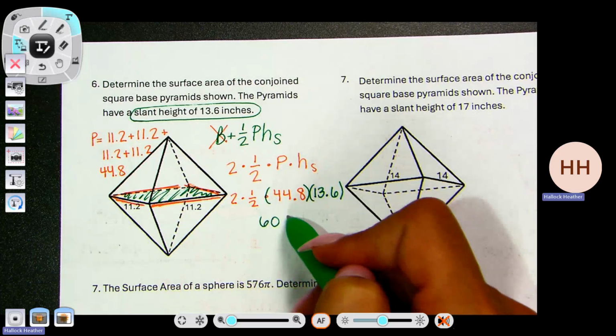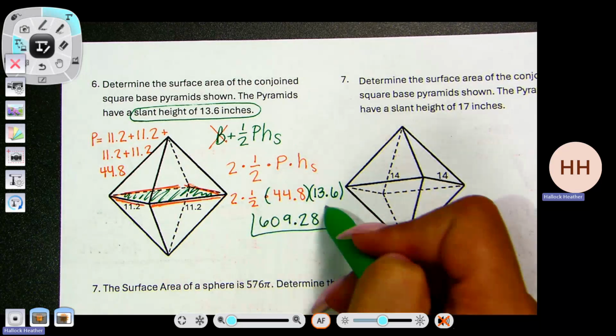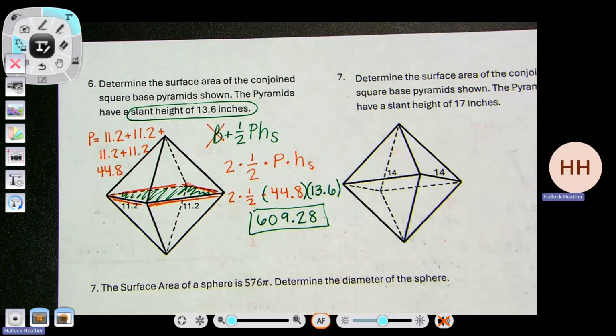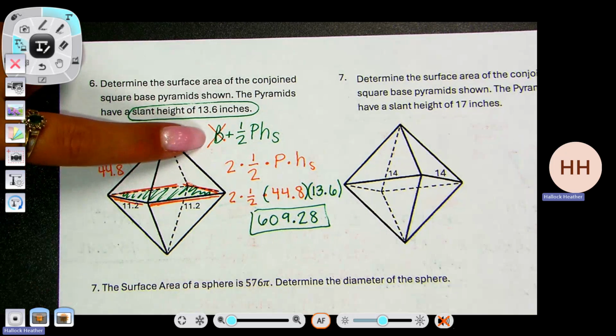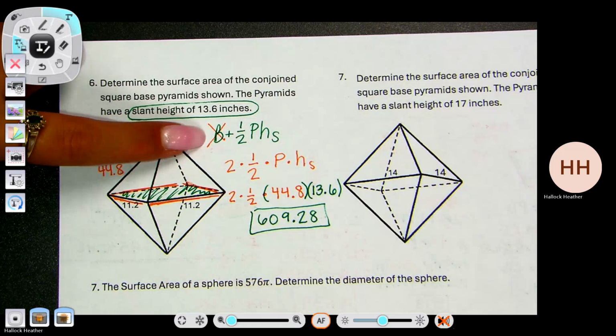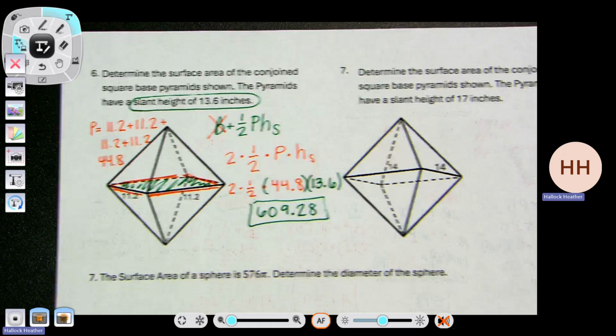Either way, you should get 609, sorry, 609.28 as your final answer. The formula that's given to you is this. You have to cancel out big B because you don't have the bases. And you're doubling it because there's 2 pyramids. So try number 7.